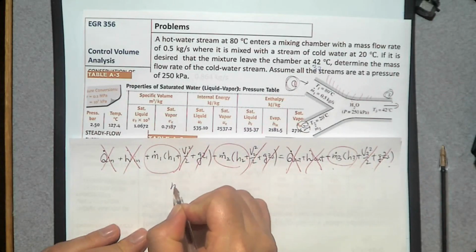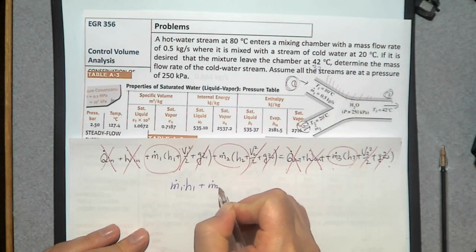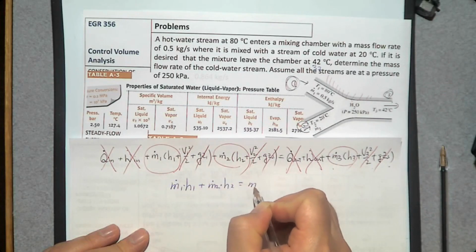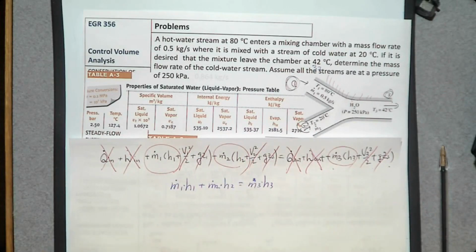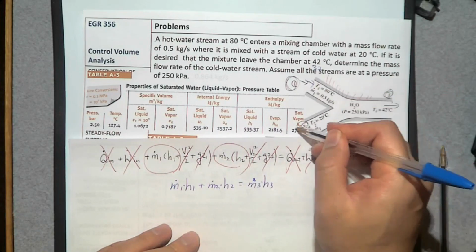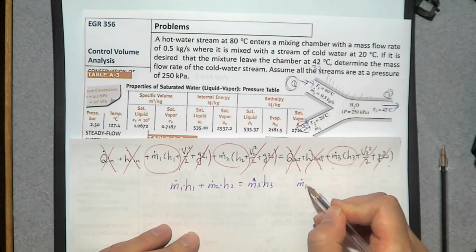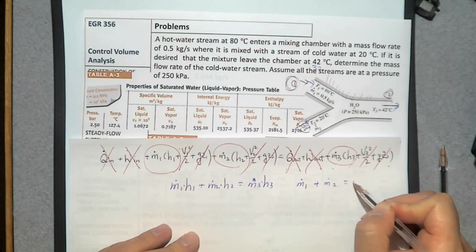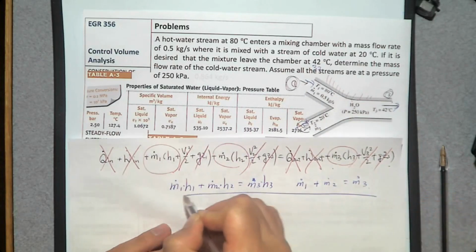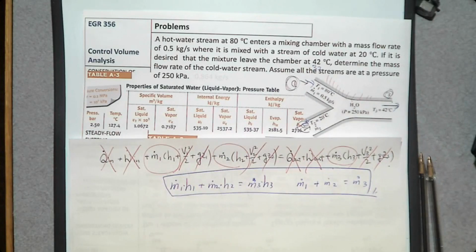They are M dot number 1 H1 plus M dot number 2 H2 is going to be M dot number 3 H3. We can also consider the mass balance equation. We have two inlets and one exit. The sum of the mass flow rates at number 1 and number 2 should be the same as the mass flow rate at number 3. So these are the governing equations in this problem.